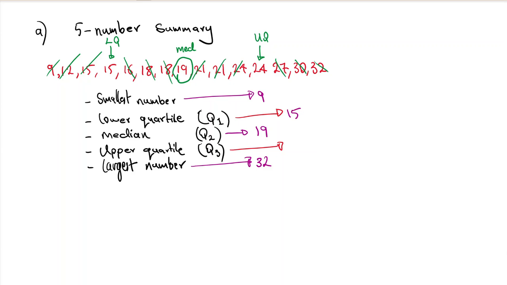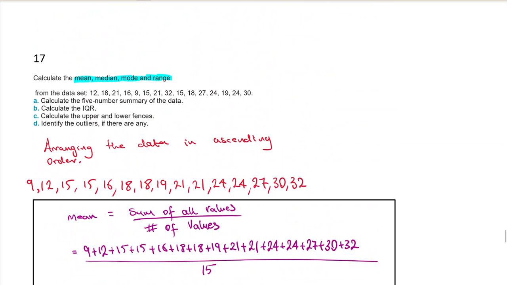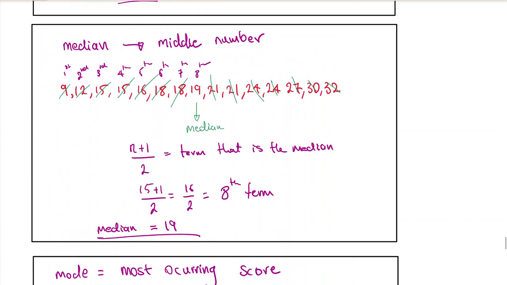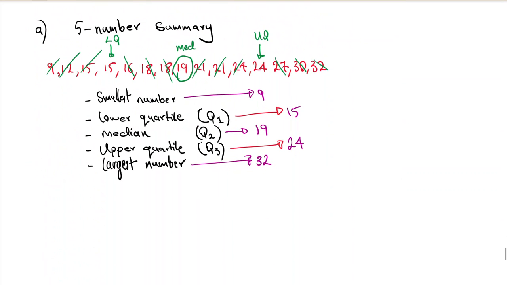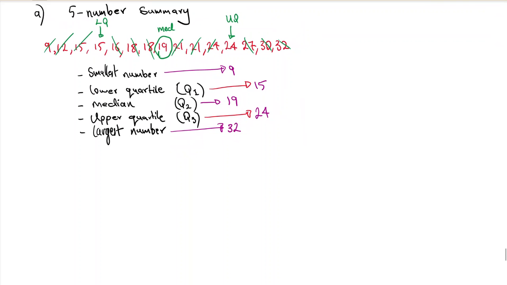So 15 as my lower quartile and 24 as my upper quartile. That's my 5-number summary. So then part B says calculate the IQR, which is the interquartile range. First, I want to have you visualize this. Even though it doesn't say plot a box plot, we're going to put it into a box plot anyway.